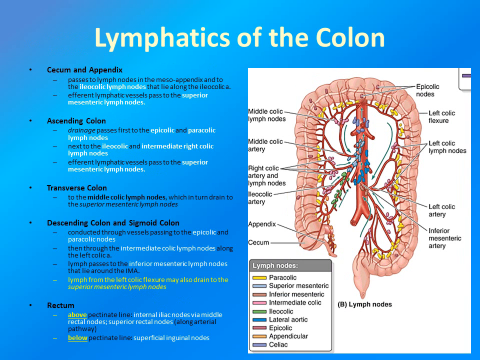The lymphatic drainage of the large intestine or colon is quite complex, and it begins with pericolic nodes that surround the border of the gut tube. Here in the cecum, nodes pass in the mesoappendix to ileocolic lymph nodes around the ileocolic artery, and then to superior mesenteric nodes. In the ascending colon, drainage passes first to epicolic and pericolic lymph nodes, and then through the ileocolic and right colic nodes, and then to the superior mesenteric lymph nodes. Pericolic nodes drain into middle colic nodes for the transverse colon, and then again into the superior mesenteric lymph nodes.